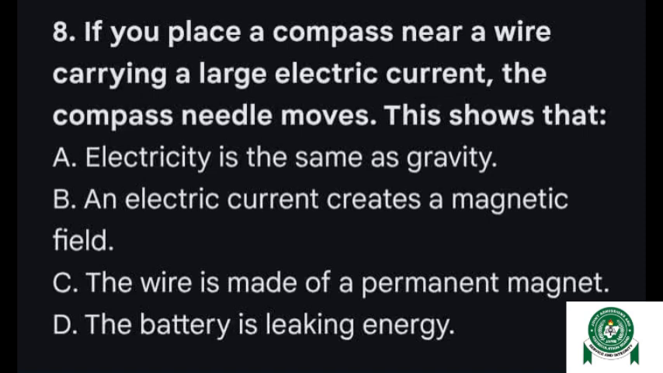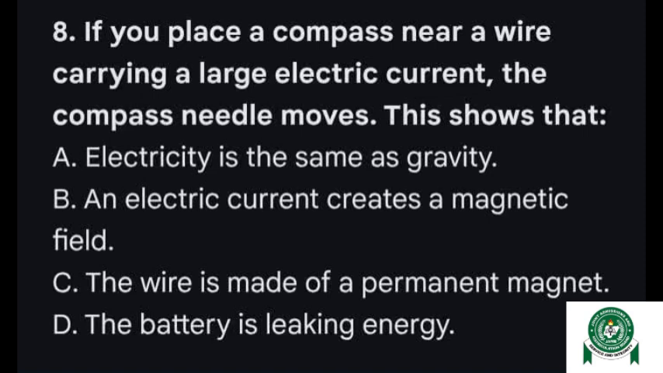Now a quick one. The question says, if you place a compass near a wire carrying a large electric current, the compass needle moves. This shows that A, electricity is the same as gravity. B, an electric current creates a magnetic field. C, the wire is made up of permanent magnets. And D, the battery is leaking energy. The correct option there is option B, an electric current creates a magnetic field.